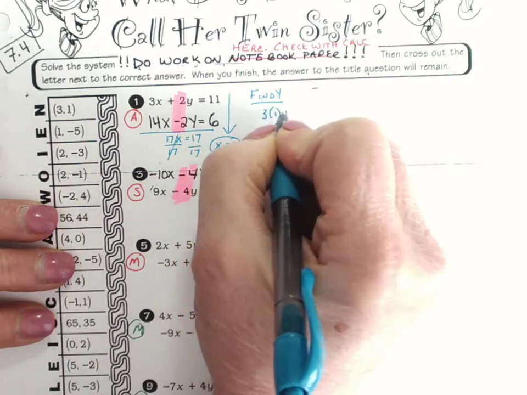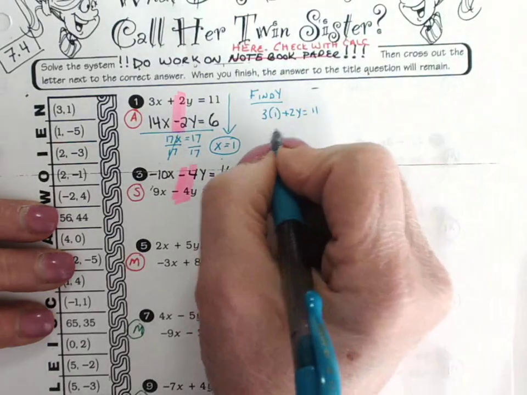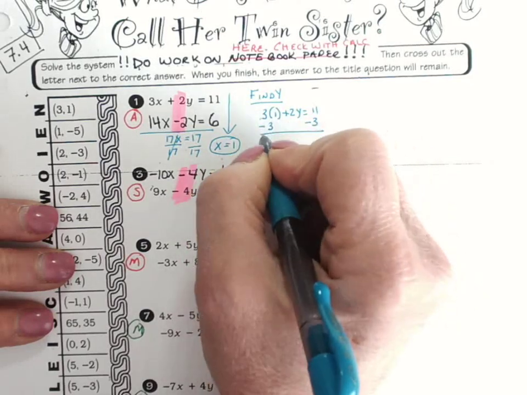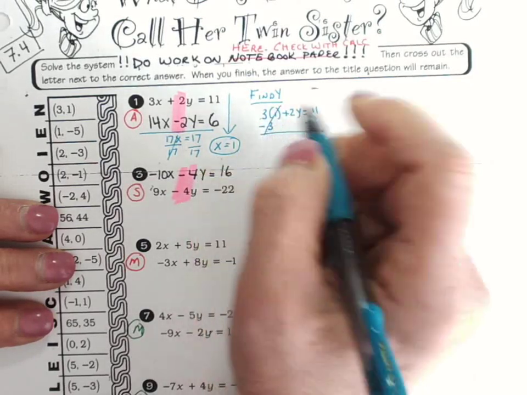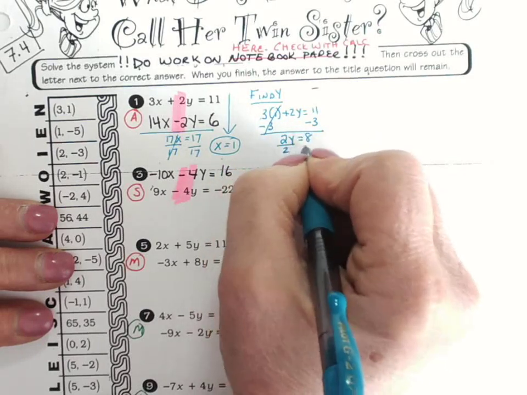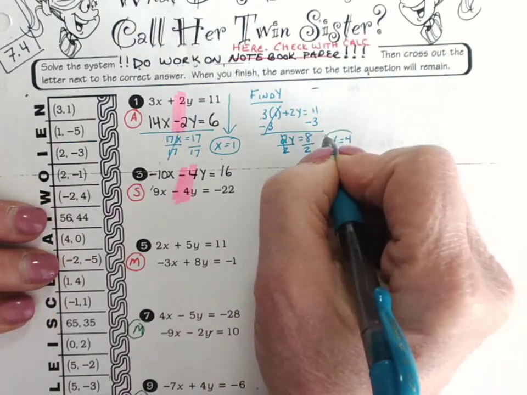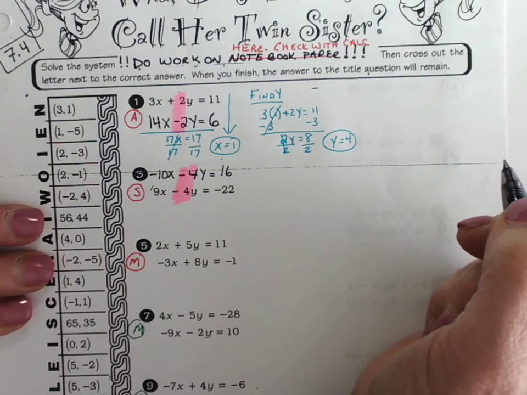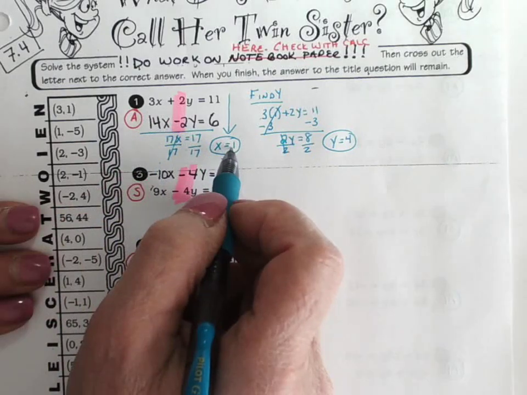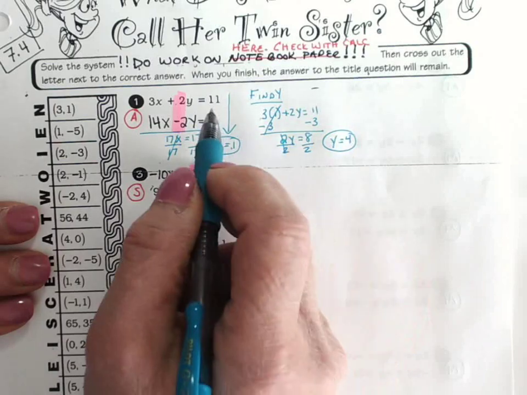3x is 1, plus 2y equals 11. So I'm going to subtract 3, because 3 times 1 is 3. Subtract 3 from both sides. 2y equals 8. Divide by 2. I get y is equal to 4. All right. Then use your handy dandy calculator to check it. 3 times 1 is 3. 2 times 4 is 8. 8 and 3 is 11.